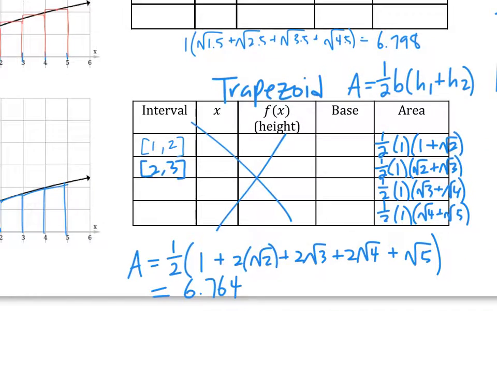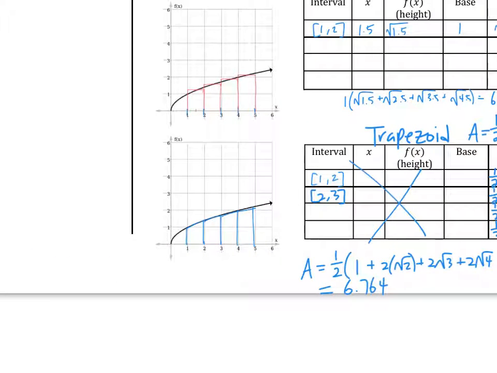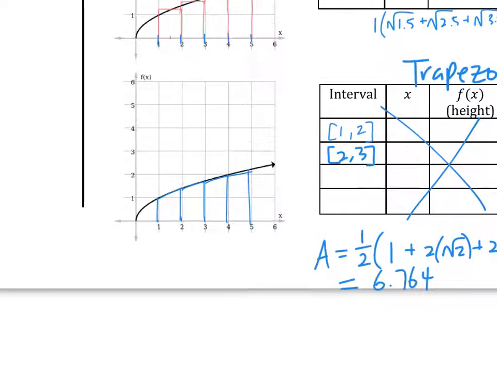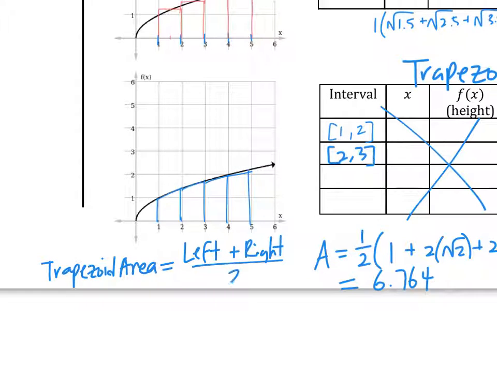Okay, now let's talk about this trapezoid rule a little bit more. Trapezoid rule is actually very interesting because the trapezoid area is actually the average of the left plus the right. You can prove it to yourself, just take the formula and work it out, but it's the average of the left and the right.